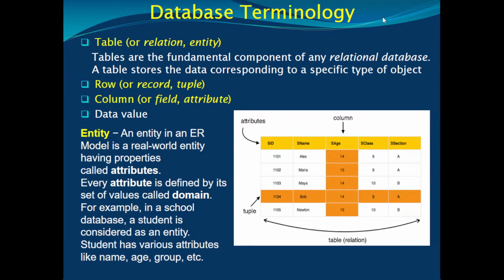Another name for table is the relation or entity. Tables are the fundamental components of any relational database. A table stores the data corresponding to a specific type of object. Another name for a row in the table is record or tuple. And another name for the column is the field or attribute.